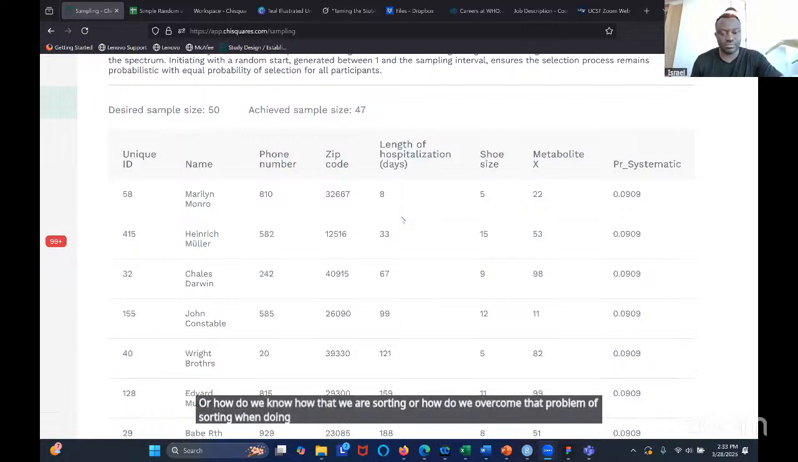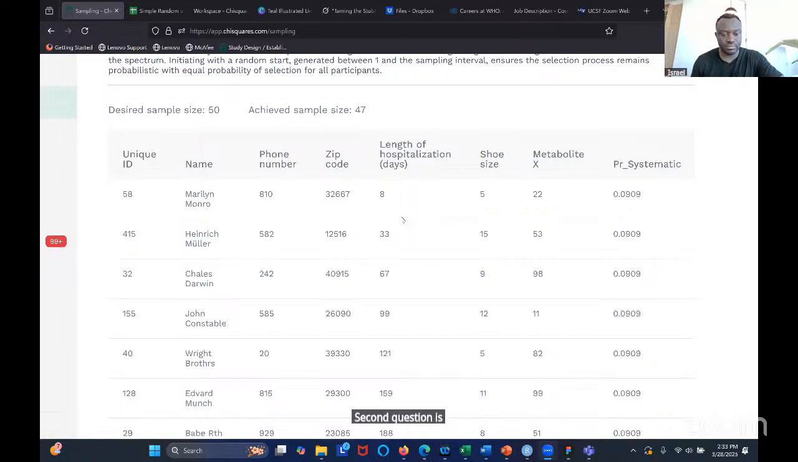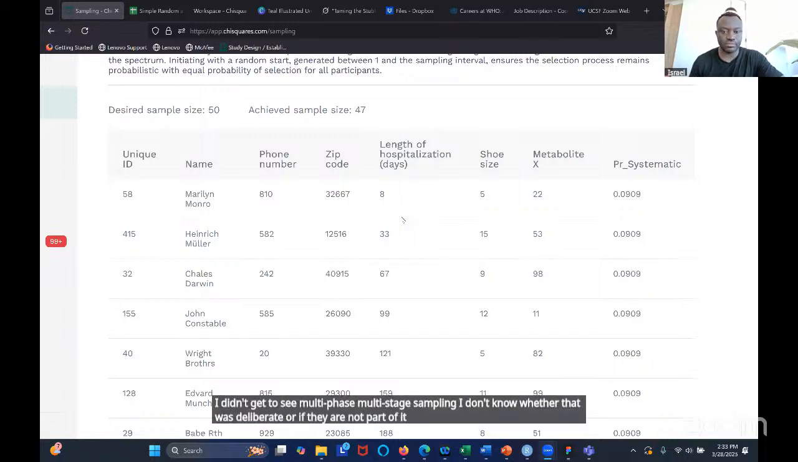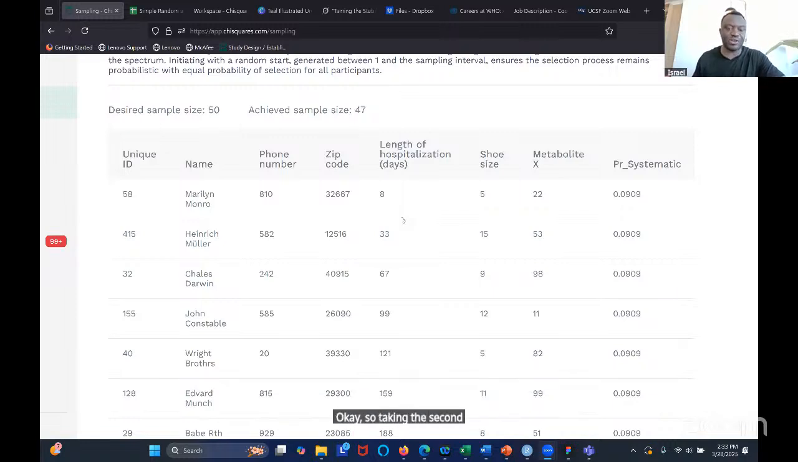That is the first question. The second question is, among the types of probability sampling techniques, I didn't get to see multi-phase, multi-stage sampling. I don't know whether that was deliberate or if they are not part of it. Yeah, thank you. Okay, so taking the second question first, multi-stage cluster is still cluster.